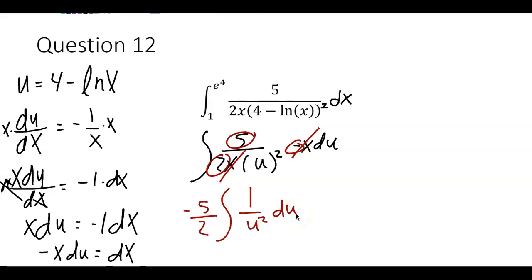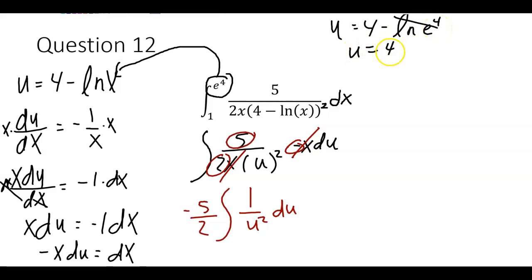But we still need to change our limits. We do have some limits here. E to the 4th is one of them. So we're going to take that and plug it in here. So if u is equal to 4 minus ln of e to the 4th, ln and e basically just cancel each other out. And so you're left with 4 minus 4, which is 0. So my top number is going to be 0.